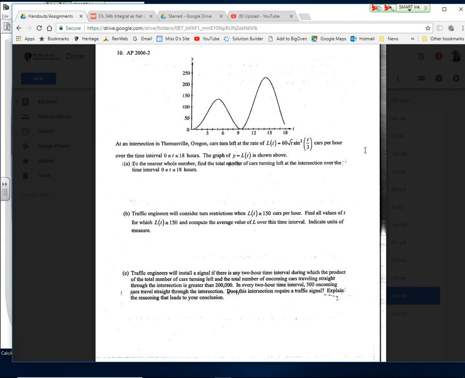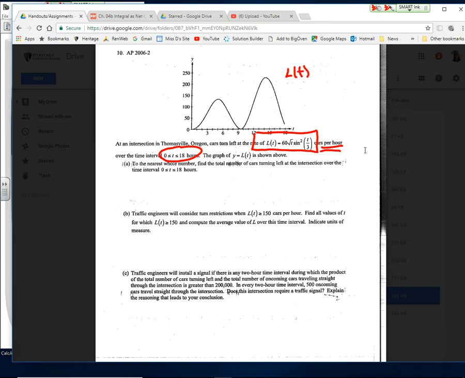We have right here a rate of how fast cars per hour, how fast the cars are turning left. Do we really care that this problem is about cars turning left? No, we care about the math. So whatever, here's a rate, how quickly they're turning left. They give us a time interval, 0 to 18, and then they give us the graph of L up above, which is the same thing as the function.